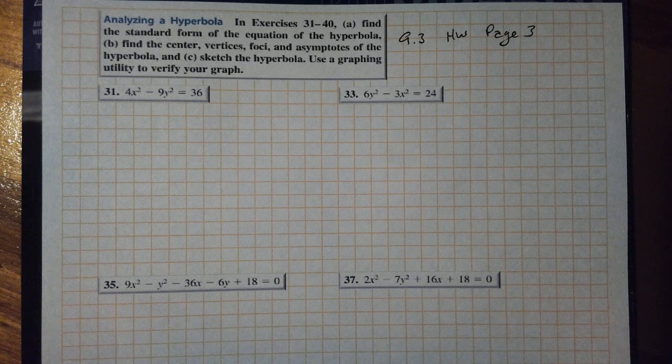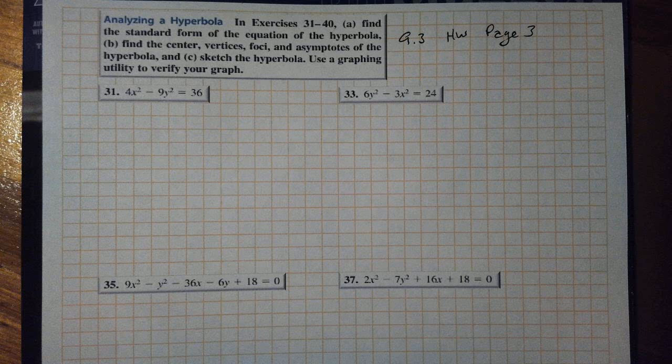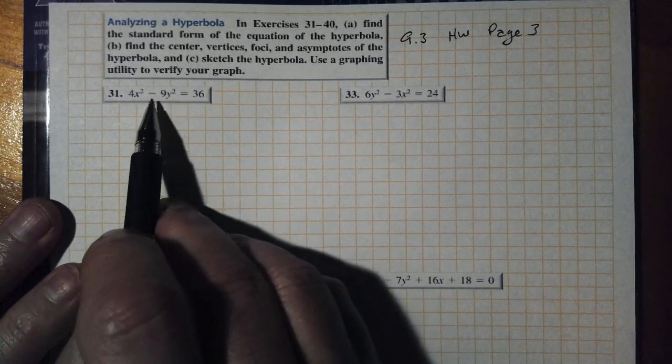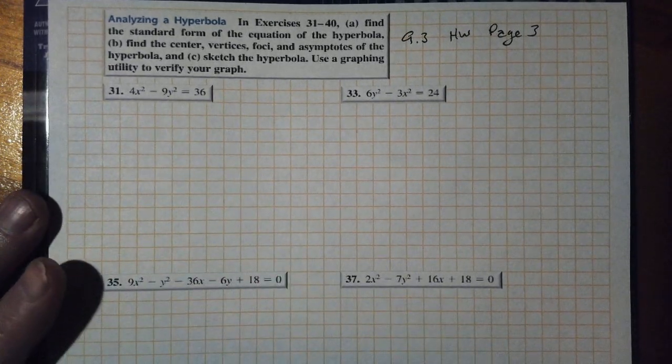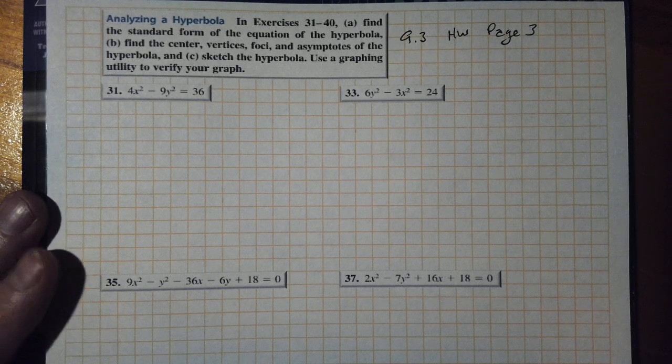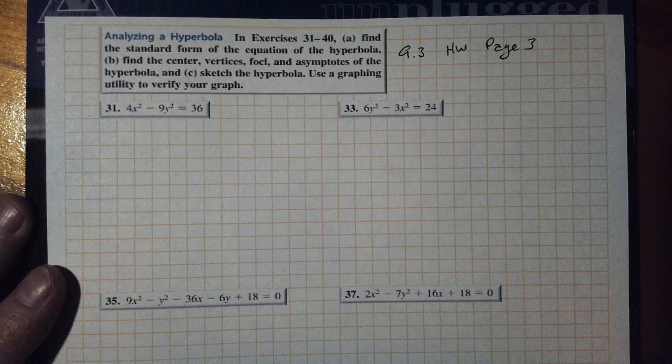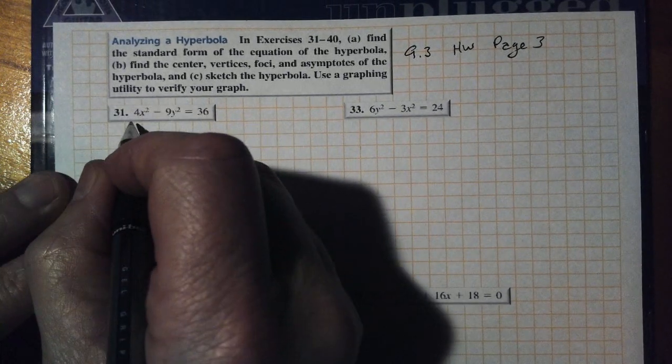We are on 9.3, page 3. You came here for questions, I'm guessing. Hopefully you've done all the notes and built up to this through 9.2 as necessary. But here we go. We've got equations not in standard form. We're to find the center, the vertices, the foci, the asymptotes of the hyperbola, and sketch the hyperbola.